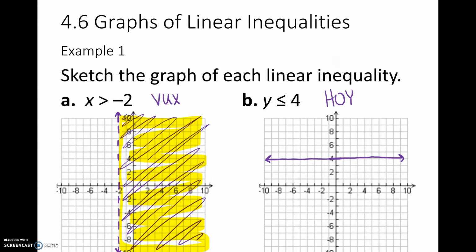It says y is less than or equal to 4. Where on this graph are the y values smaller than 4? Below, so we would shade down here.